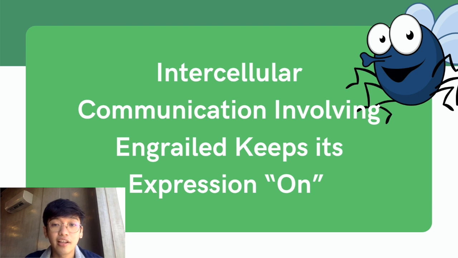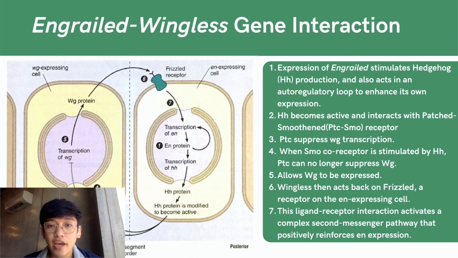It is the intercellular communication that involves the wingless expressing cell and the engrailed expressing cell. So the second way of the continual expression of the engrailed gene comes by a ligand receptor interaction with a neighboring cell that expresses the wingless gene. The engrailed expressing cell not only stimulates its own engrailed gene, it also stimulates hedgehog to synthesize the ligand hedgehog, which acts on the neighboring wingless expressing cell.